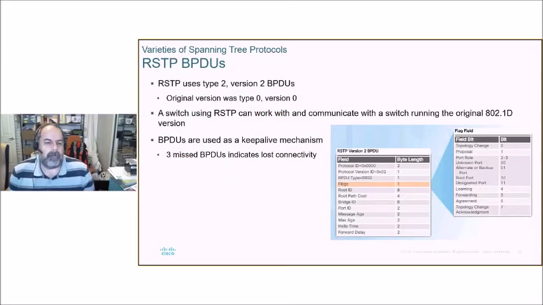Now, RSTP uses type 2, version 2 BPDUs, and of course remember the other ones were 0. A switch using RSTP can work with and communicate with a switch running the original 802.1d. BPDUs are used as a keepalive mechanism. Three missed BPDUs indicates lost connectivity.